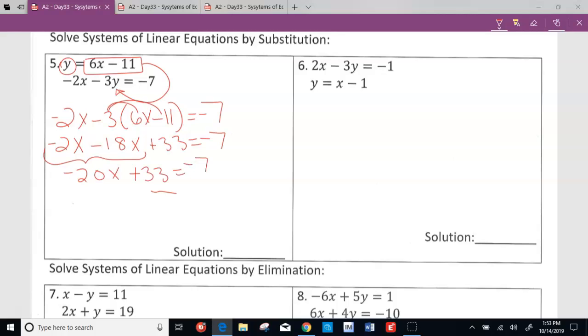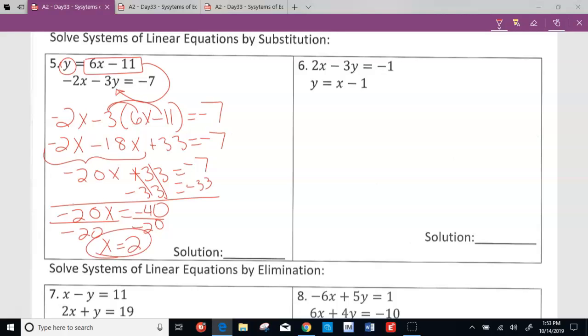Equals negative 7. Oops, I need to have that stray mark there. Let me go ahead and get rid of that. All right, now I will subtract 33 from both sides. And I get negative 20x equals negative 40. Divide everything by negative 20. When I do that, I get x equals positive 2.